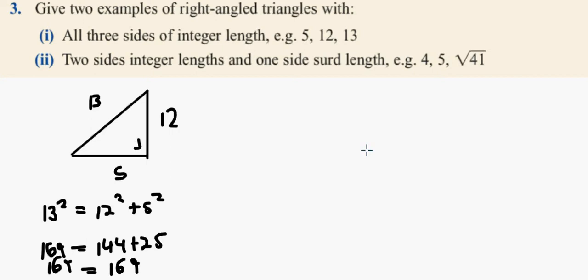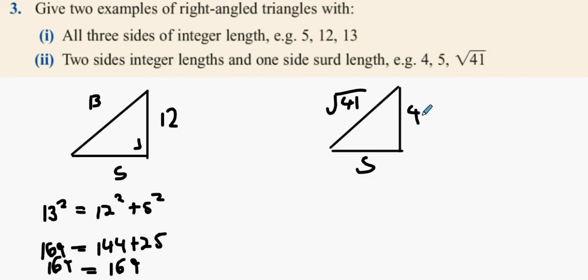You go, okay, which one is the longest side? I reckon it's the root 41. Would you guys? Root 41 is the longest side. It has to be the hypotenuse. The other two can go anywhere. I can put 5 here, 4 there, or I could put 5 on the bottom and 4 up here. It doesn't matter. Once again, I need to check that it is in fact a right angled triangle.